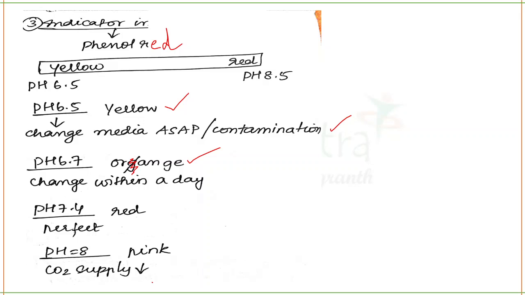Next, if the pH is 7.4, then it will be red in color, which is perfect. Next, if the pH is 8, then it will be pink in color, which means the carbon dioxide supply is less. All of these are indications. Based on the pH and the color which is forming, you have to take the necessary steps for the cell culture. The more acidic it goes, the color becomes yellow, and the more basic it is, it becomes red and pinkish.